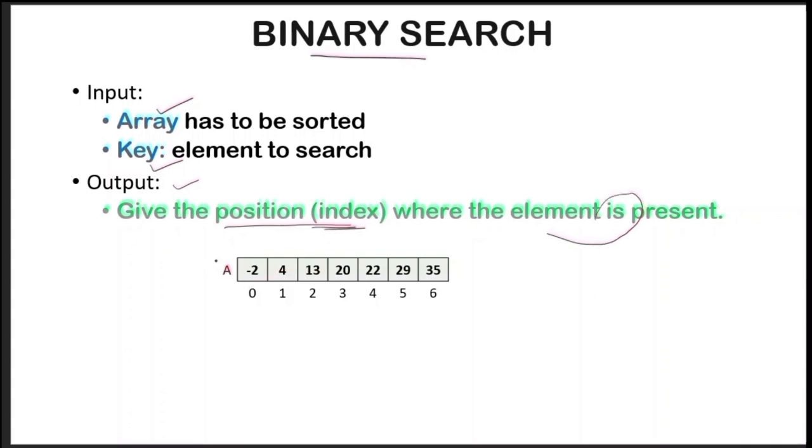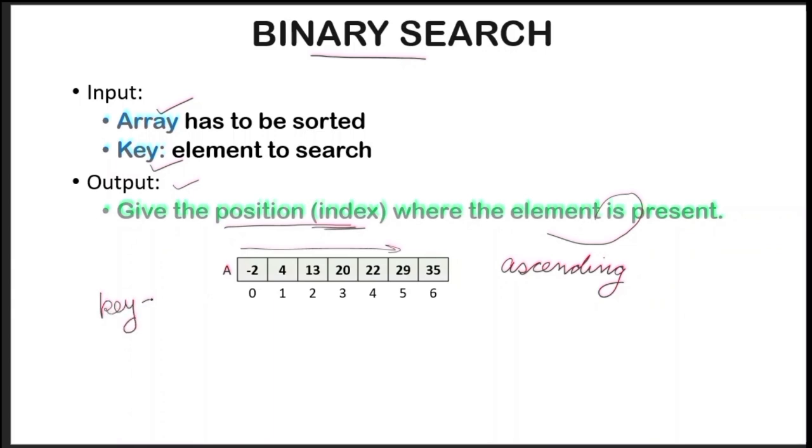Suppose this is your array A which is sorted. You can see the array is sorted: -2, 4, 13, 20, 22, 29, 35, and that also in ascending order. So this array is sorted in ascending order and we have to find a particular element.